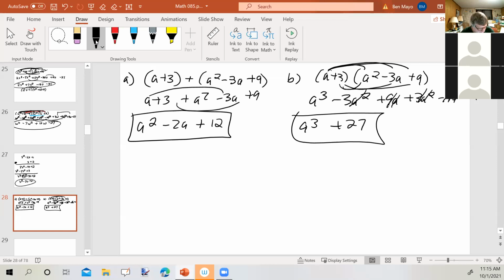All right, so tonight we're going to look at multiplying polynomials together.